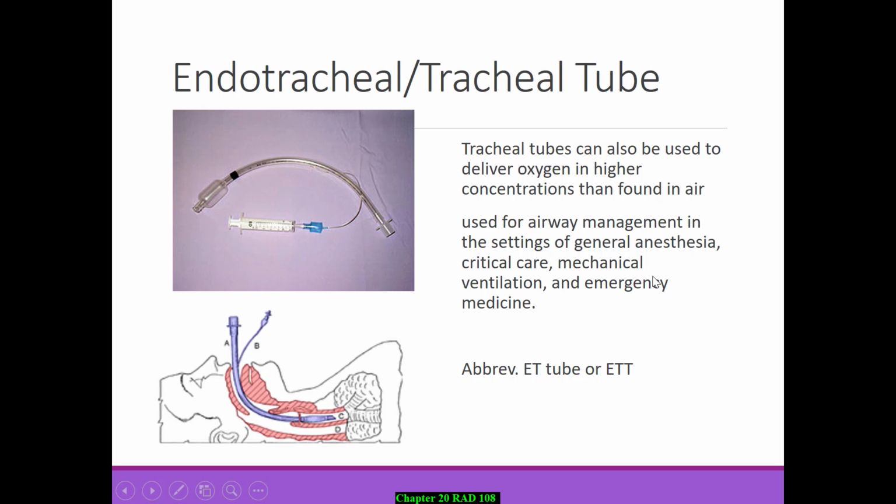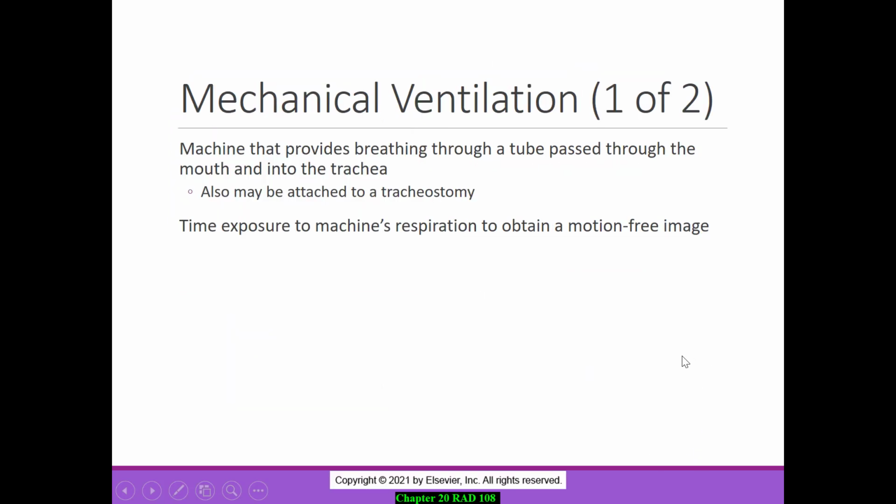Your tracheal tubes can also be used to deliver oxygen in high concentrations, and they're going to be found in air used for airway management. So general anesthesia, critical care, ventilator, and an emergency system. These are your ET tubes. Some places will call them ETT. These are your endotracheal tubes that they're placing. And this is a nice photo showing you how it gets placed into the patient and where that end stops.